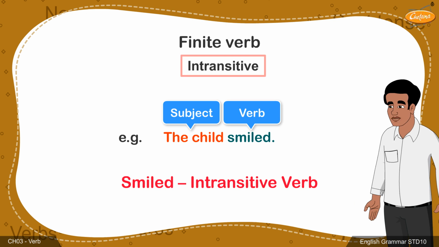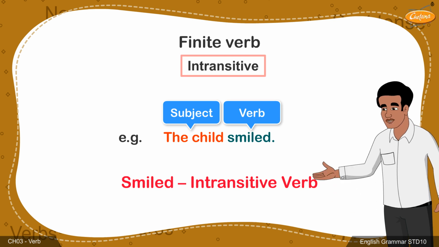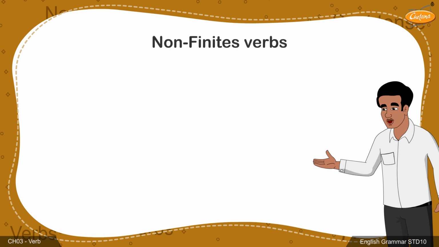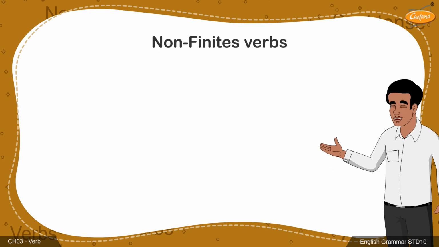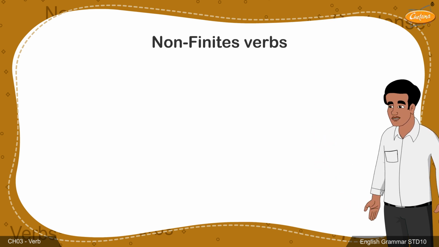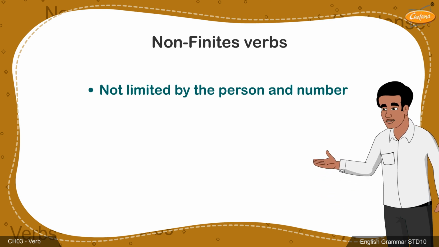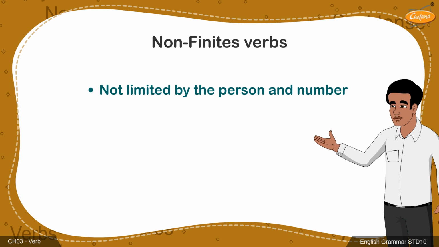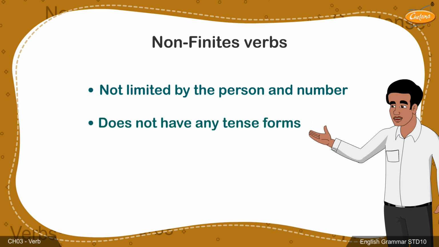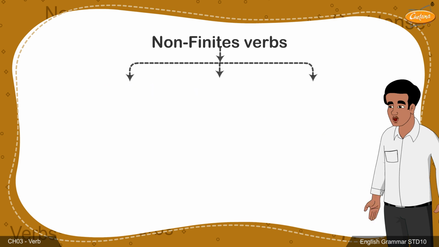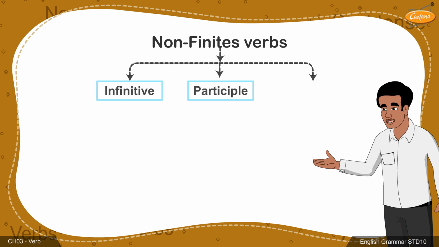Now that we have familiarized ourselves with finite verbs and their types, let's focus on non-finite verbs. What differentiates non-finite verbs from finite verbs is that the former is not limited by the subject, that is, by the subject's person and number. Also, non-finites, unlike finites, do not have any tense forms. Non-finite verbs can be divided into infinitives, participles, and gerunds respectively.